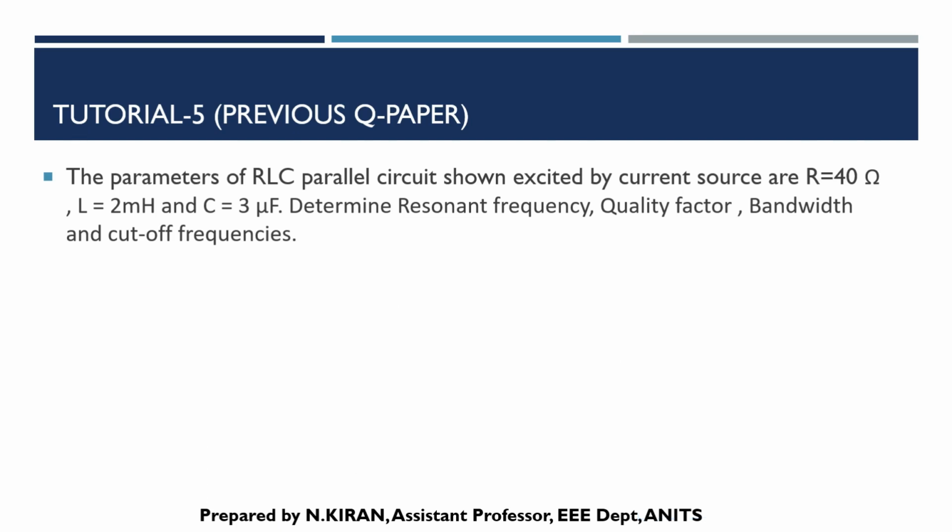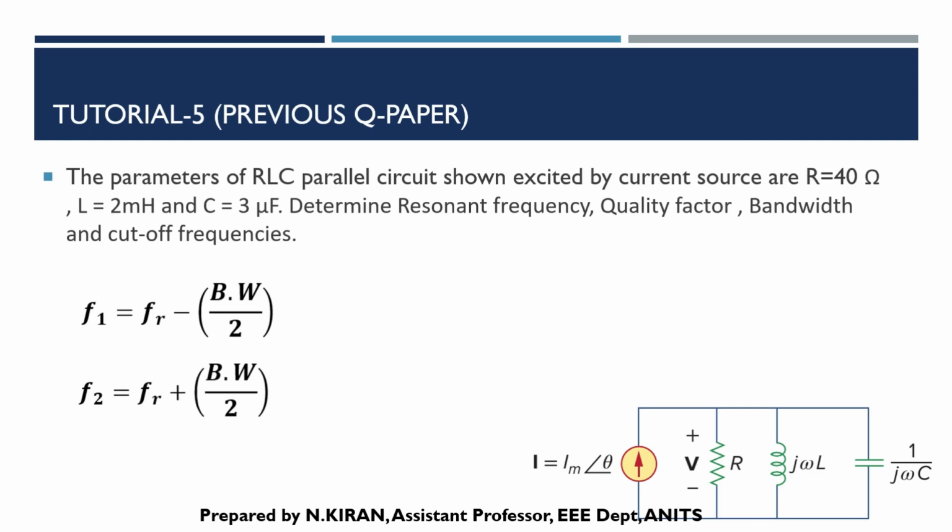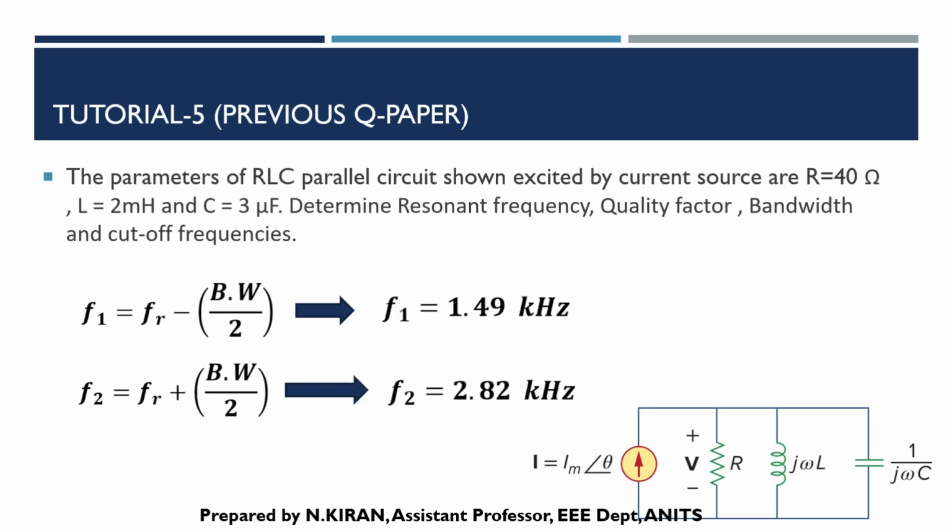Next, the cutoff frequency expressions F1 as well as F2. The formula is F1 is Fr minus bandwidth by 2, and F2 is Fr plus bandwidth by 2. Fr value and bandwidth value are known. On just substitution, this gives me the value of lower cutoff frequency F1 to be 1.49 kilohertz and higher cutoff frequency F2 to be 2.82 kilohertz.